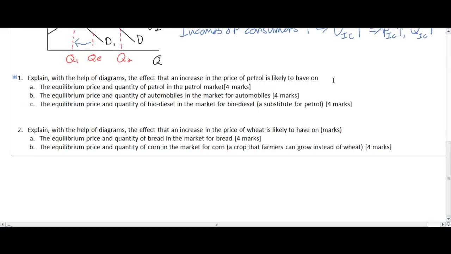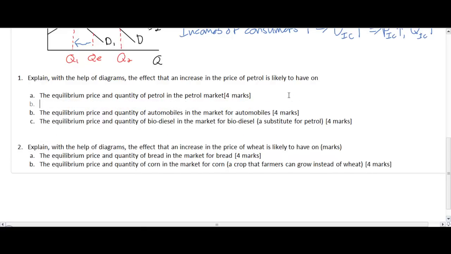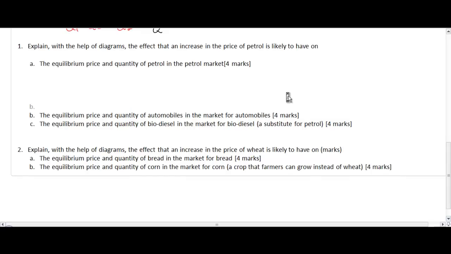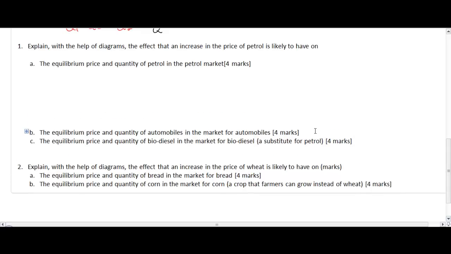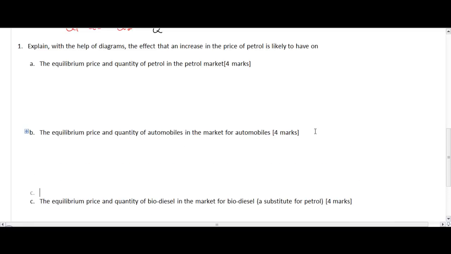This is where many students had a really hard time on this test in my class. This question asks us to consider the effect that an increase in the price of petrol is likely to have on three markets. Firstly, the effect of an increase in the price of petrol on the market for petrol itself. Now we are asked to use a diagram for each of these answers, so I'm going to sketch three different diagrams, one for each of the markets that we are illustrating the effect on.